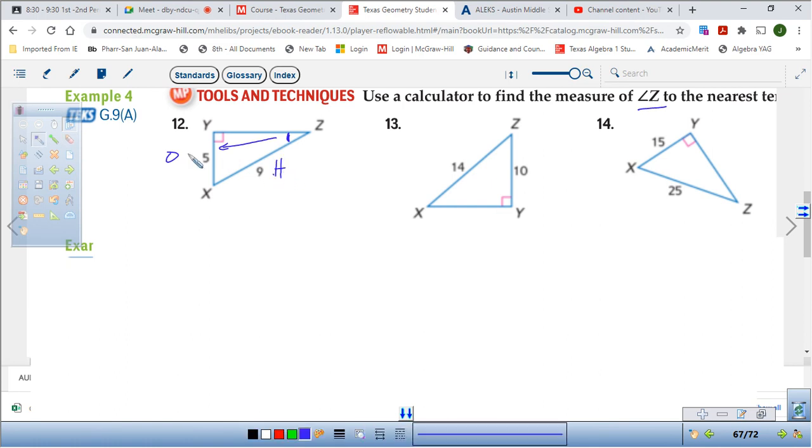So again, that one's going to be sine for me. If you think about this, there are my measurements there. So I'm going to come out here and go sine of angle Z is equal to 5 over 9. If you think about this one, you already know what sine of Z is. You already know the answer, but you want to find out what the angle Z is.